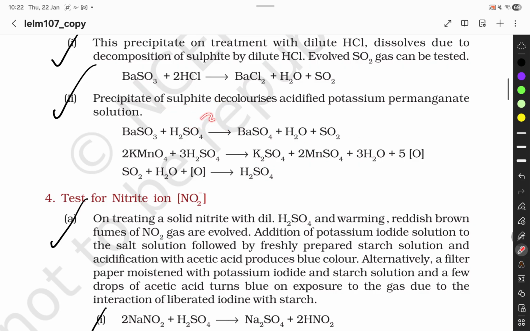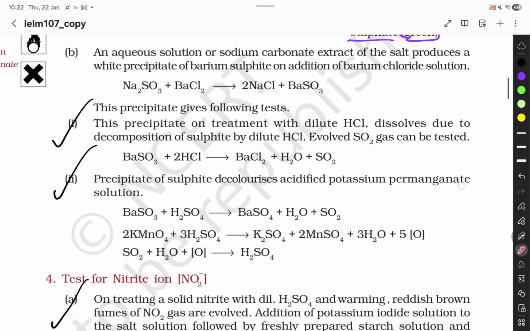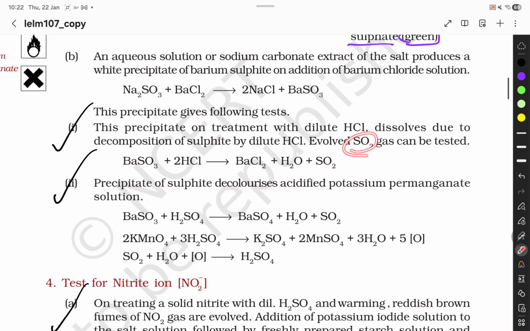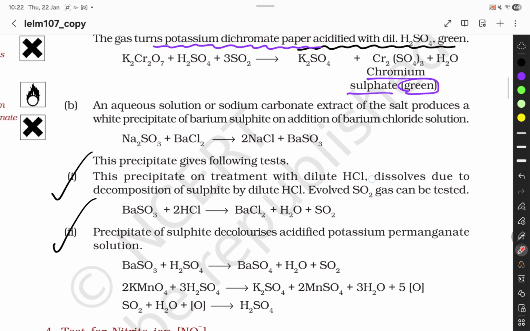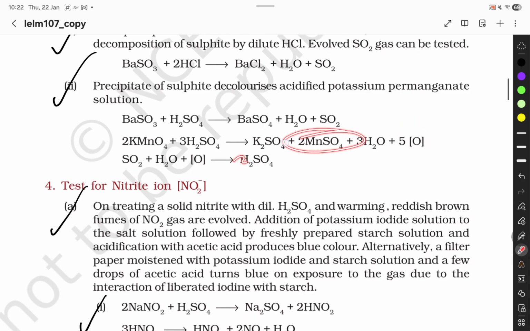Precipitate of sulfite decolorizes acidified potassium permanganate. Basically, the SO3 2- ion forms a white precipitate of barium sulfite, and it also turns potassium dichromate paper green. It decolorizes potassium permanganate from pink to colorless.